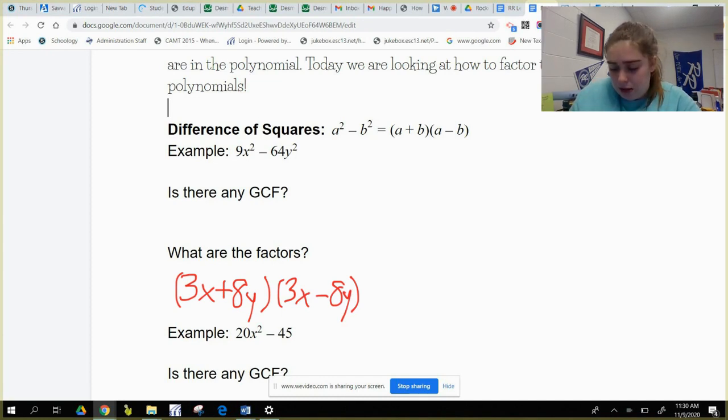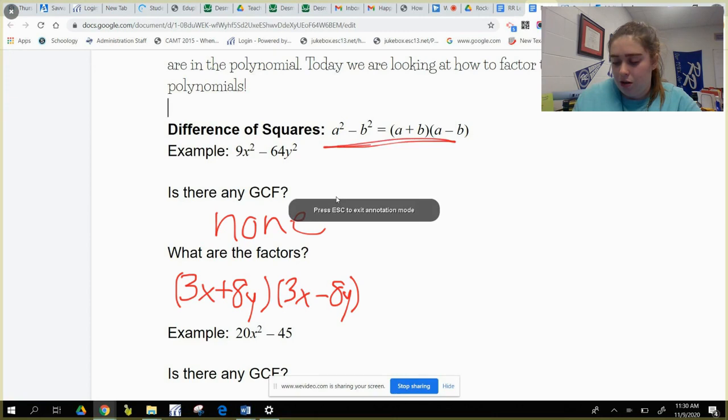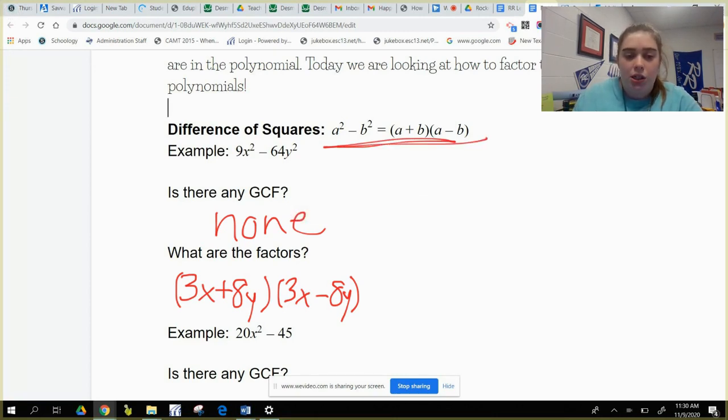So if you don't see any greatest common factors, just go ahead and move on to write your factors. Sometimes there's not going to be one, but you always want to make sure on every problem. Now try the next example by yourself. That's 20x squared minus 45. Try that one using the same model from up here. Check for a greatest common factor first and find the factors, and then we will check it together.